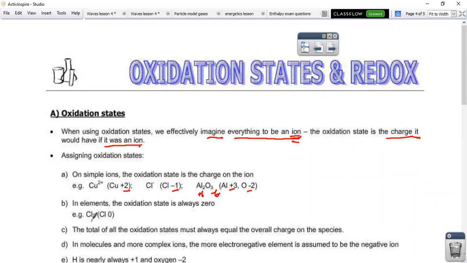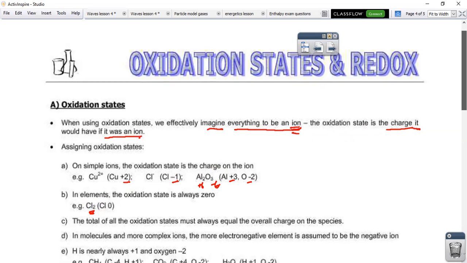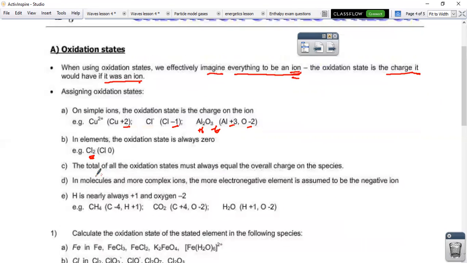In elements, the oxidation state is 0. So these are the ground rules we're laying here. The total of all the oxidation states must always equal the overall charge on the species. So if it is charged, then the total oxidation states must equal the overall charge. So in molecules or more complex ions, the more electronegative element, and this was the part I raised early on, is assumed to be the negative ion.